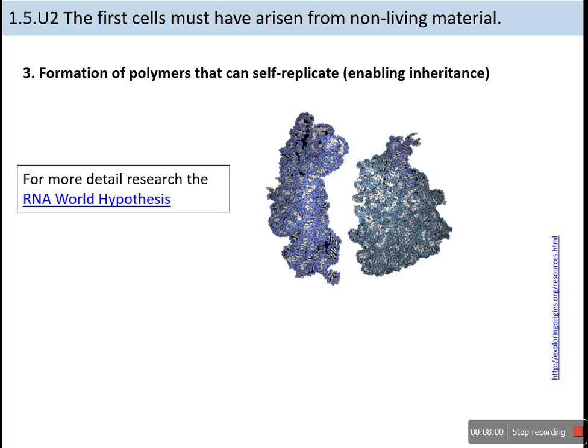DNA, which is what we looked at before, is very stable and very effective at storing information, but is not able to self-replicate. Enzymes are needed to self-replicate DNA. That's something that's very important to remember. So DNA alone isn't able to self-replicate. However, RNA, which is made from DNA, can both store information and self-replicate. So it can catalyze the formation of copies of itself, and that is immensely important.